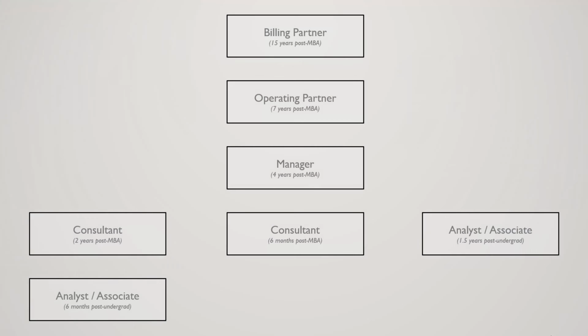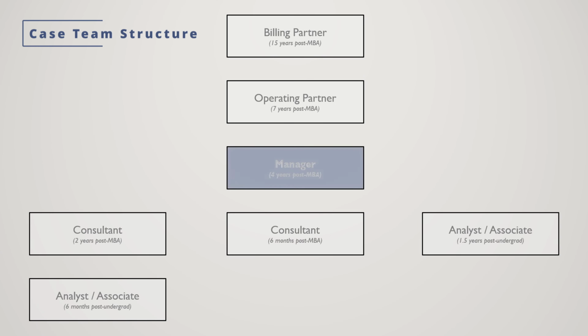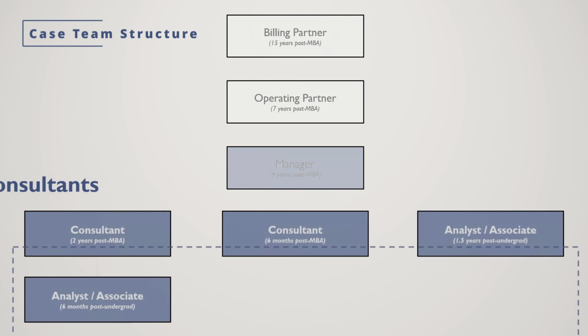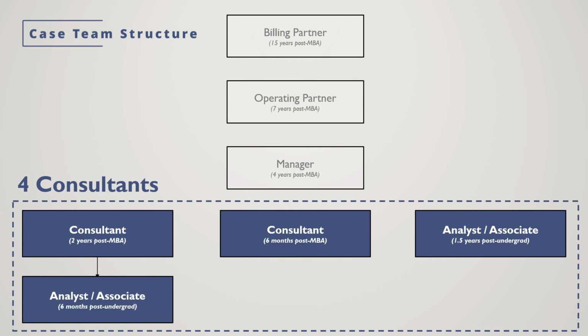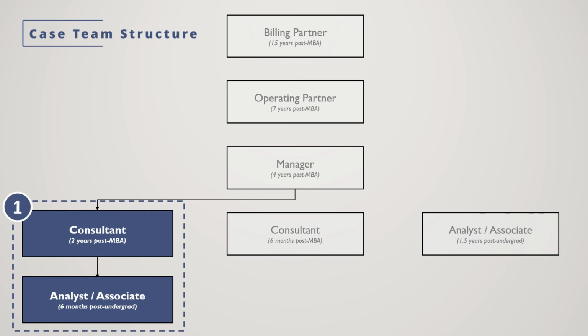If you are unfamiliar with the different roles at a consulting firm, I will link a video above which may be helpful, but otherwise let's look at what a team structure might look like. So what we have here is a pretty standard consulting project, which is a manager and 4 consultants. I'm using the term consultant to describe both post-MBA consultants and pre-MBA analysts and associates. And this project is split into 3 distinct work streams.